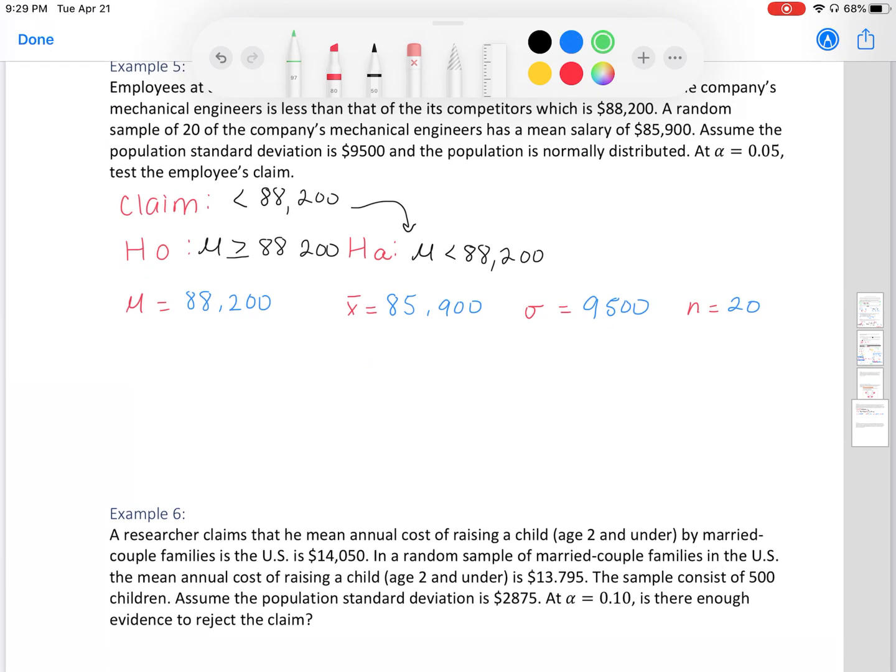Okay, let's do some work. So we have to find that Z. We find that Z is equal to X bar minus mu over your standard deviation divided by square root of N. We fill that out. We have 85,900 minus 88,200 divided by 9,500 divided by the square root of 20. Use a calculator. You get Z is equal to negative 1.0827.